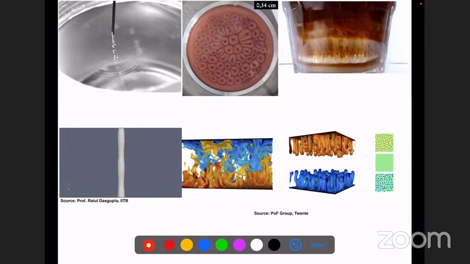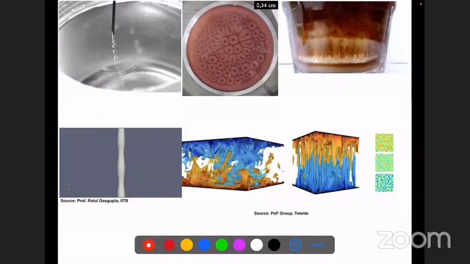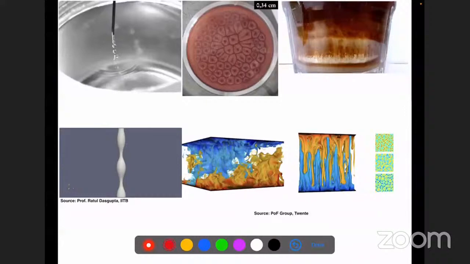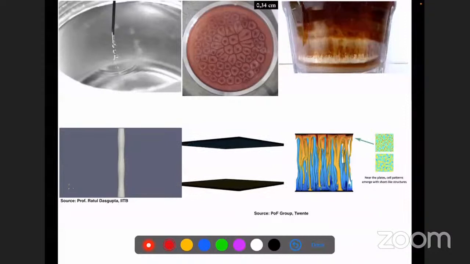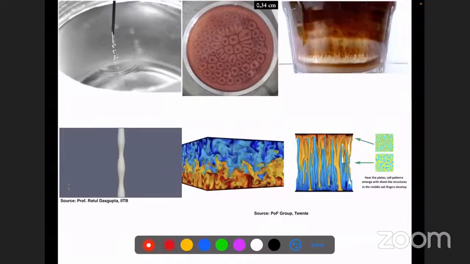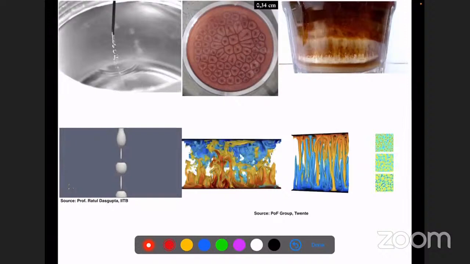And the last one is where we have both temperature as well as salinity present in the system. So the temperature gradient can be favorable, where you have hot fluid on top of cold fluid, but the salinity gradient can be unfavorable. And it's the competition of the two which can drive this kind of instability. So this is typically what you would observe in a wide range of circumstances where instabilities actually set in.